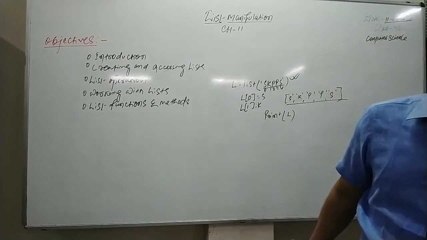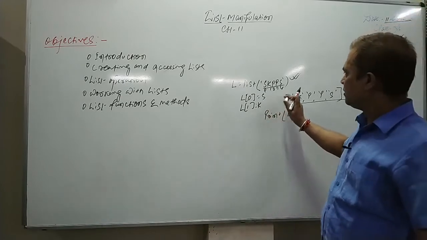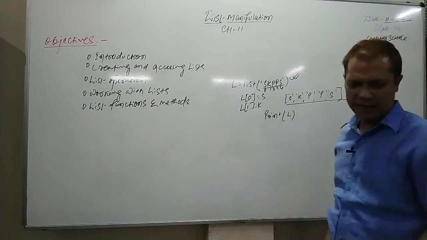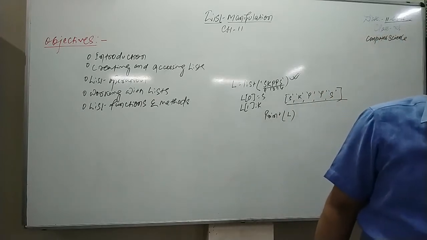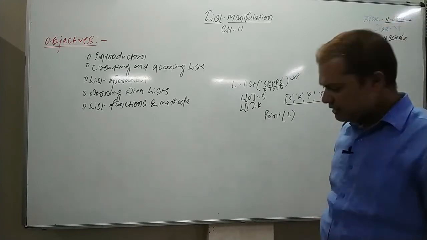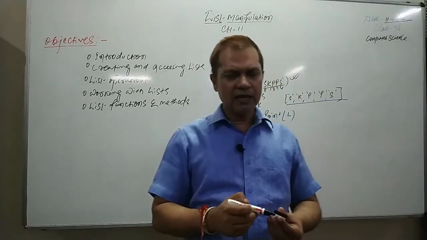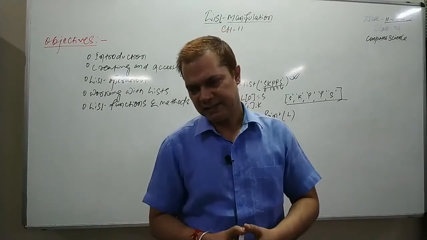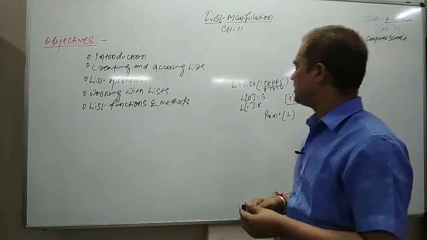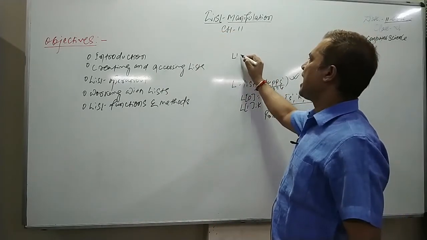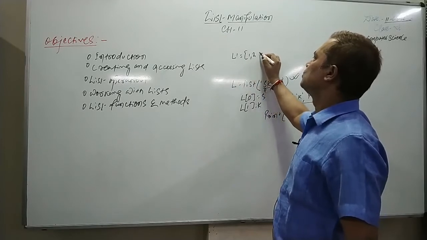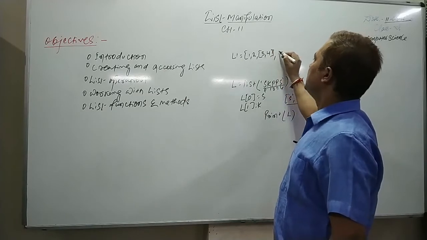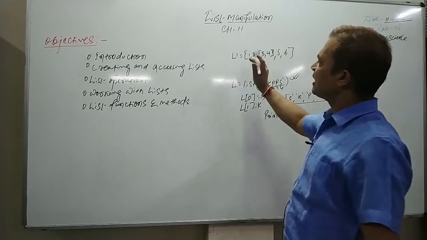So I hope this must be very clear to you. Simply print L1 will give you each element separated by commas in brackets. Now the next thing is that we may have a nested list also. A list inside a list is called a nested list. If someone creates a list like L1 equal to 1 comma 2, then again a bracket 3 comma 4 close bracket, then 5 comma 6, this is again a list.